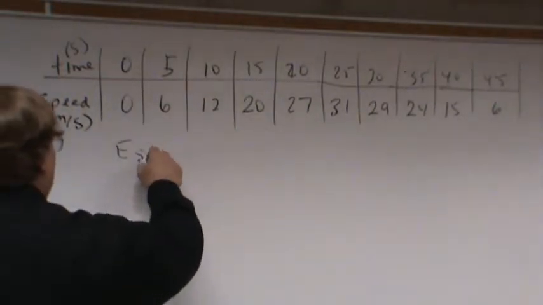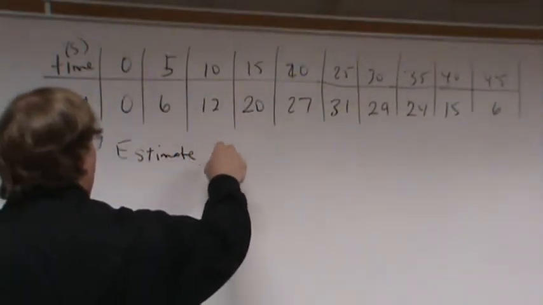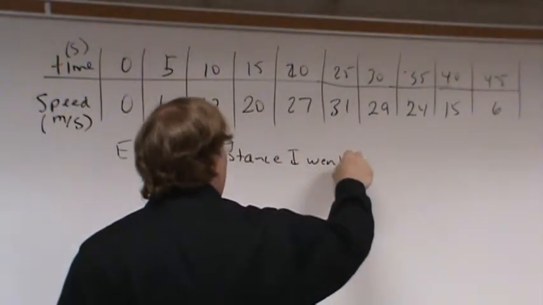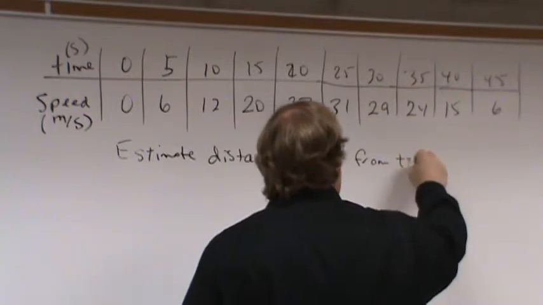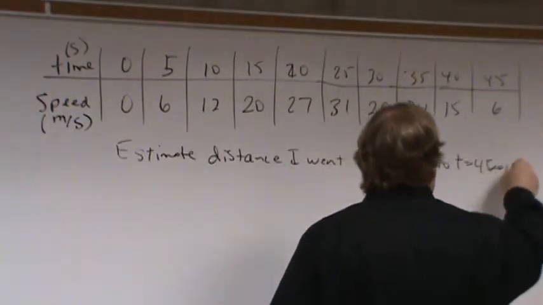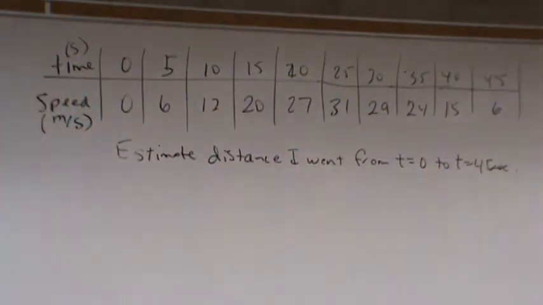And here's my question to you. Estimate the distance I went from time equal 0 to time equal 45 seconds. What distance did I go? Well, tell me, how are you going to make that estimate? What should you do first?